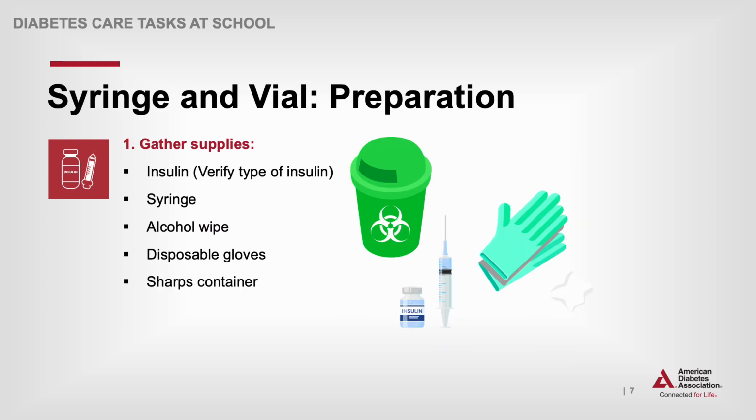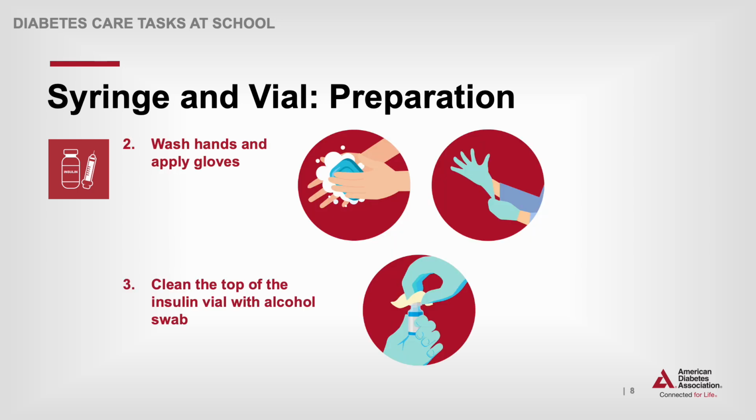For the syringe and vial method of administration, you will need to gather your supplies. Those supplies include insulin, syringe and needle, alcohol wipes, gloves, and a sharps container. Be sure to verify the type of insulin before drawing up into the syringe. Wash your hands and apply gloves. Clean the rubber top of the insulin vial with an alcohol swab.